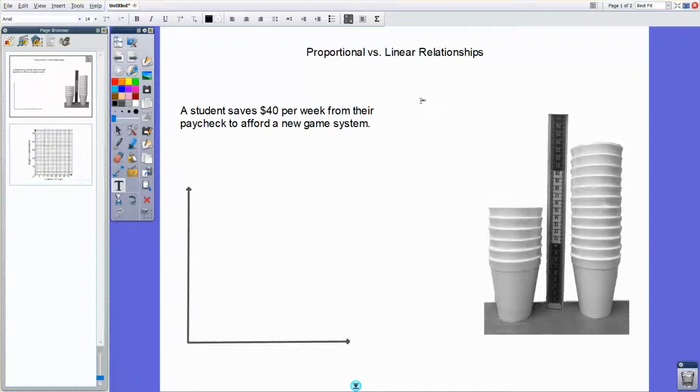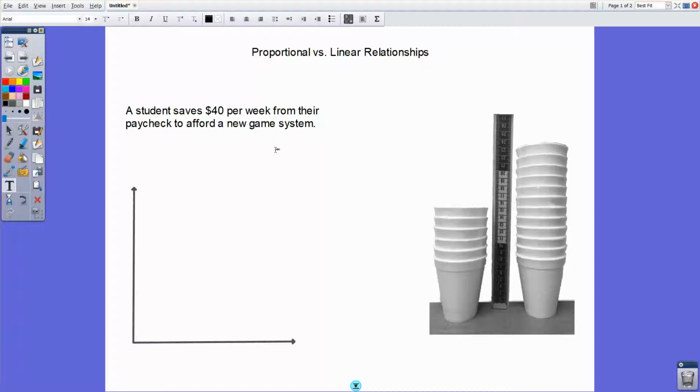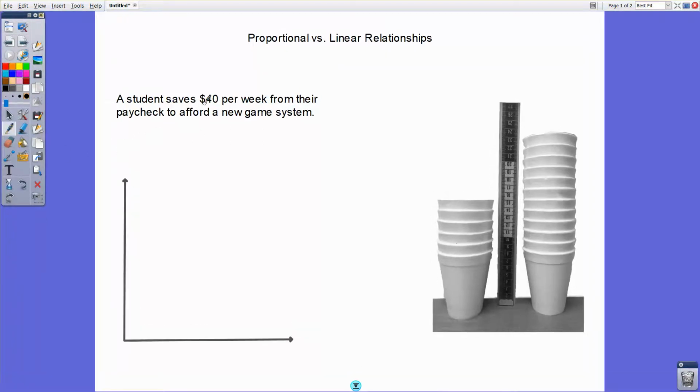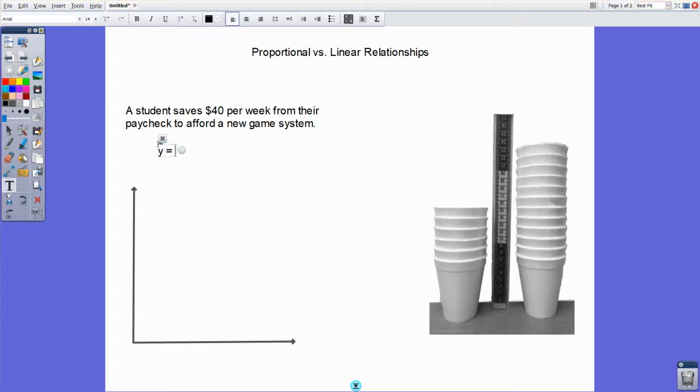So here on this page, I've got two examples of both. On the left, we've got a situation where a student is saving $40 a week from their paycheck to afford a new game system. This is a proportional relationship because every time 1 week goes by, the amount saved will increase by $40. If you think of the proportional relationship y equals kx, in this case you're given a unit rate, so the equation that models the situation is y equals 40x. For every week, which is x, you get $40, y, saved up. X equals weeks and y equals money saved, right?